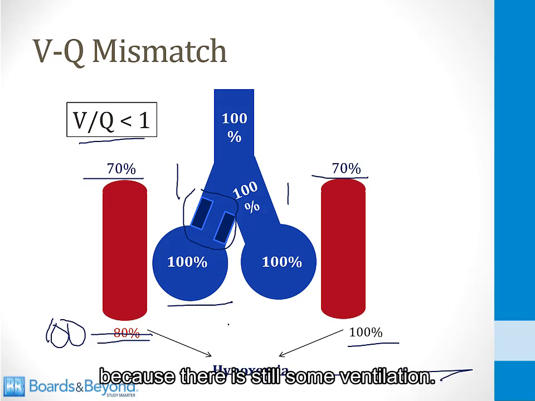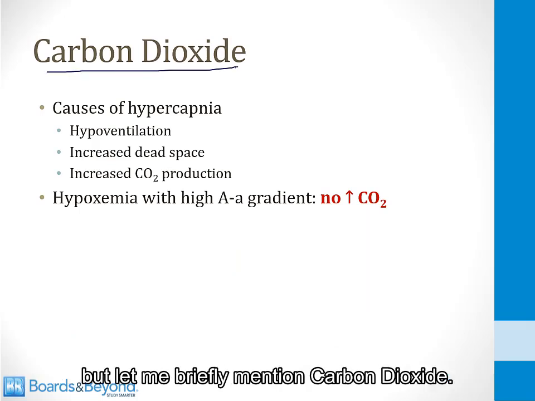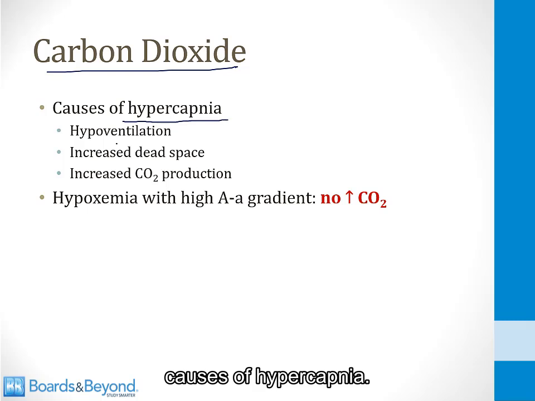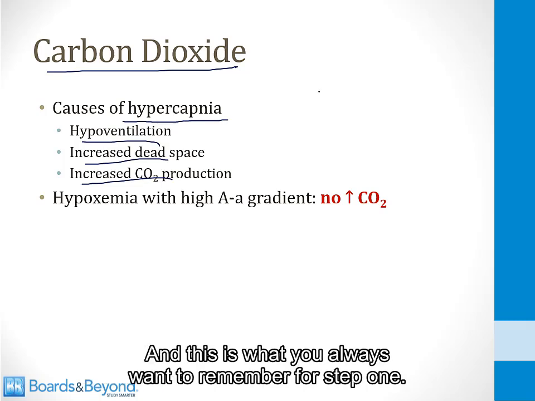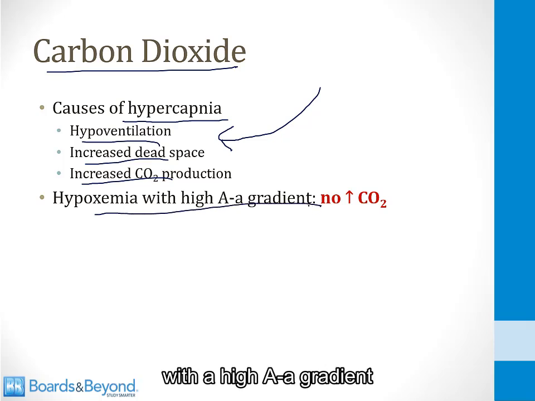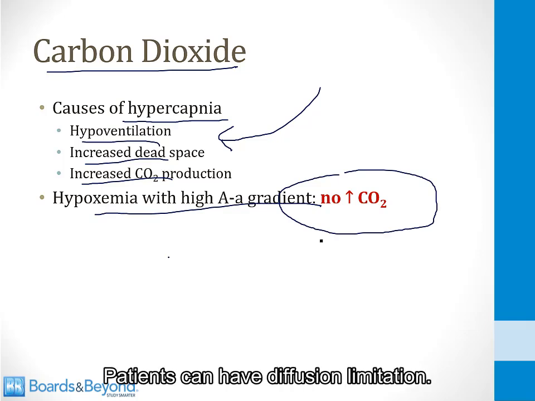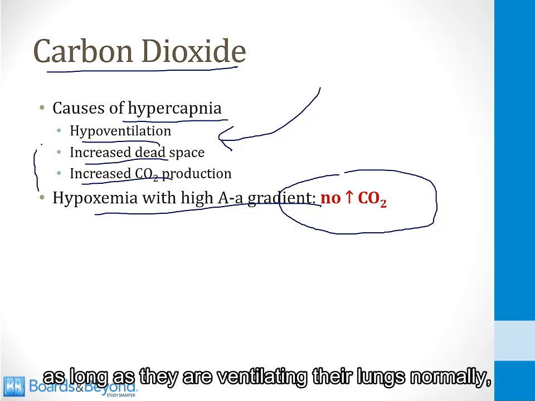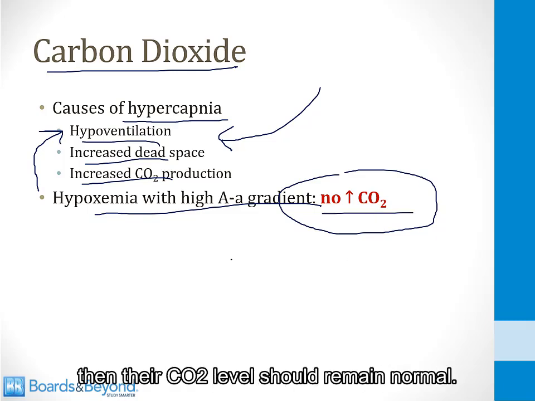We've been talking a lot about oxygen in this module, but let me briefly mention carbon dioxide. In the video on ventilation and perfusion, I talk about how there are only 3 causes of hypercapnia: hypoventilation, increased dead space, and increased carbon dioxide production. And this is what you always want to remember for step 1. In general, the causes of hypoxemia with a high AA gradient do not cause an elevated CO2 level. Patients can have diffusion limitation, they can have a VQ mismatch or a shunt, as long as they are ventilating their lungs normally. In other words, as long as they are not hypoventilating, then their CO2 level should remain normal.